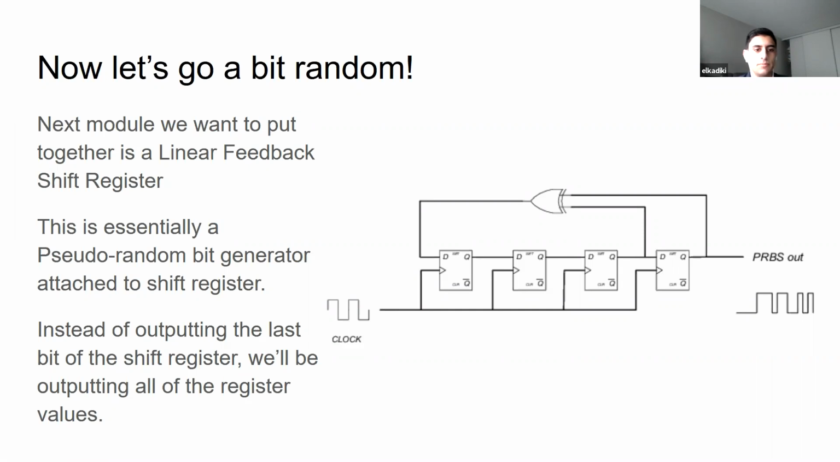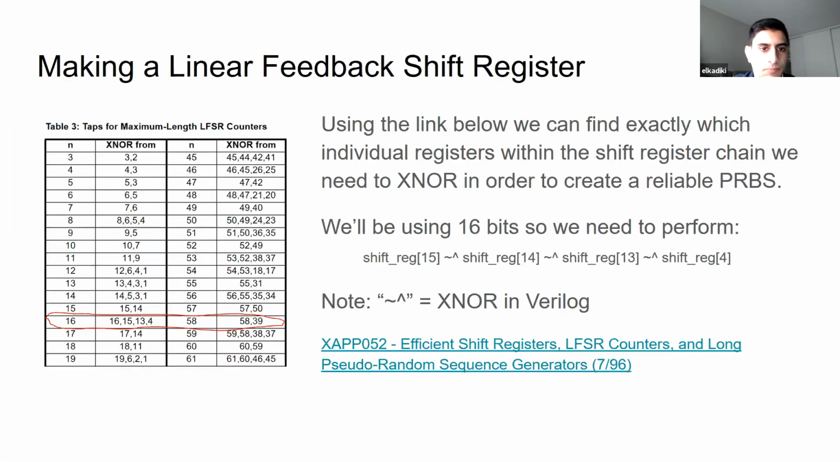All right, I think we're good. So I found this document by Xilinx, which is really cool. It described what registers you wanted to XNOR in order to keep a pseudorandom bit sequence. You can get n equals from 3 to, I think, 256. So you can keep creating larger and larger pseudorandom bit sequences. I picked 16 because we have 15 LEDs, and I wanted to keep it pretty close to that.